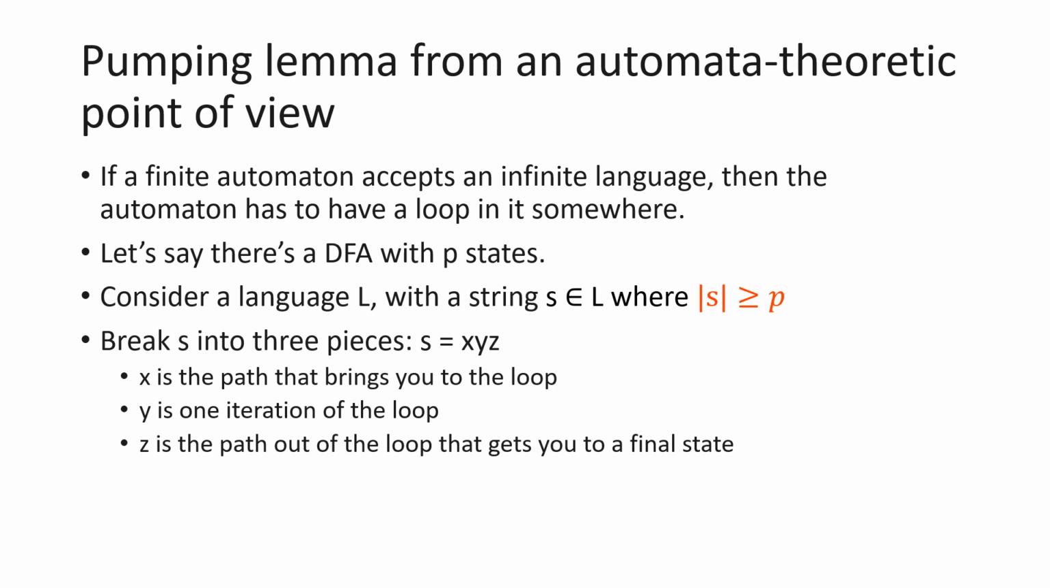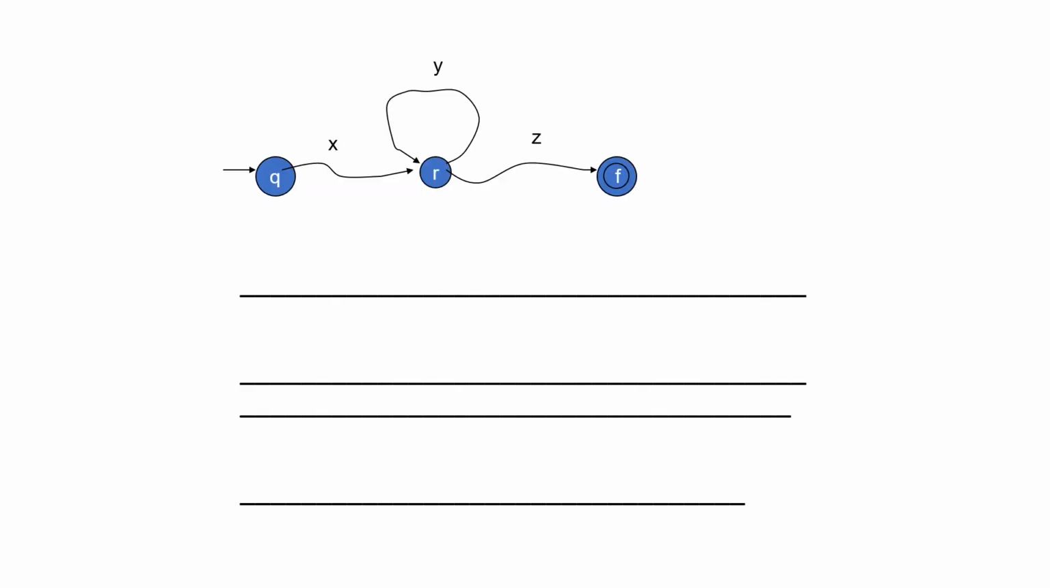Let's look at an example with a drawing of a DFA. The DFA that I have here has three states, Q, R, and F for final. Q has an arrow out on x to R, and then R has an arrow out on z to the state F, and R additionally has a loop on it for y. You can check that this DFA has the properties that I required from the pumping lemma.